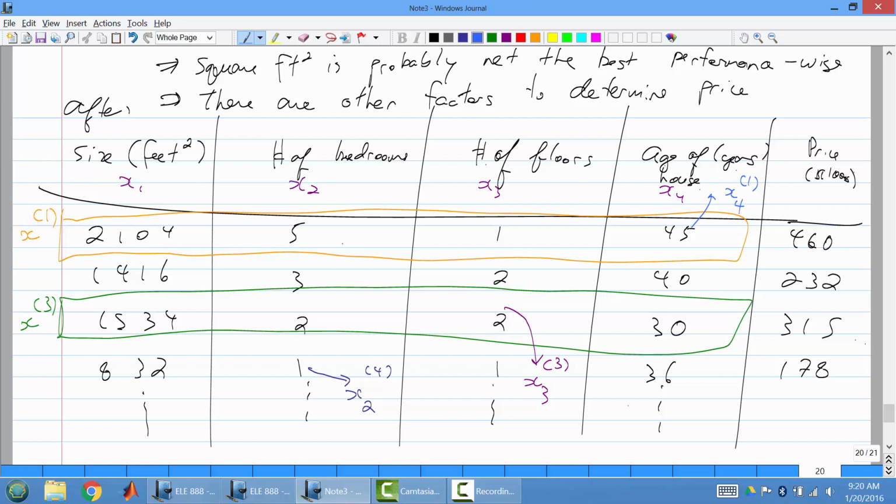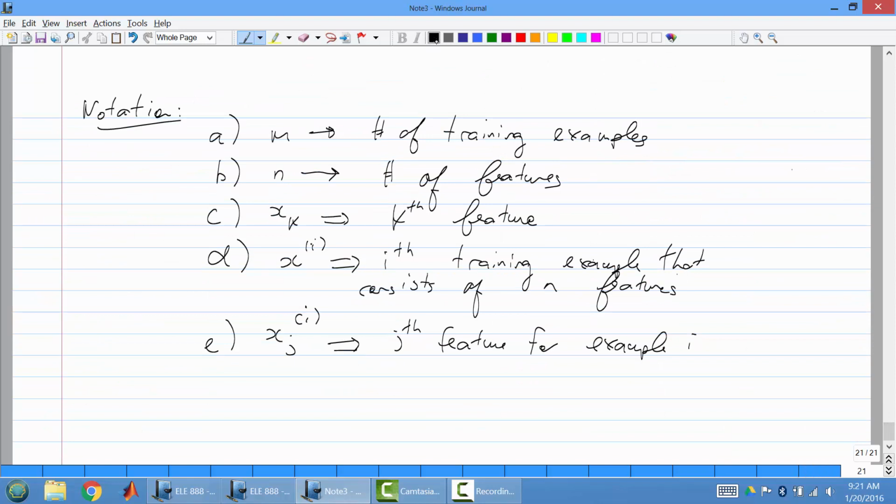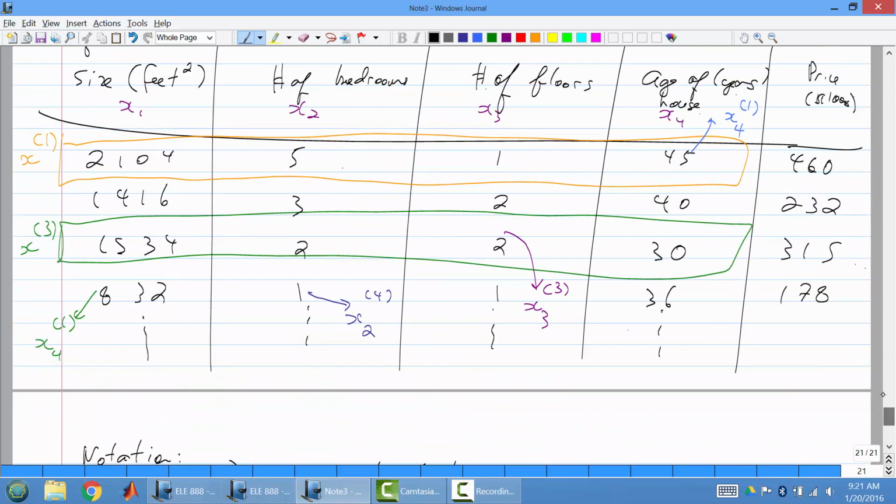So the subscript tells you what feature you're looking at, and the superscript tells you what example you're looking at. So x sub j superscript i is the jth feature for the ith training example. Finally, just to be sure, this would be x1 superscript 4. Subscript is feature, superscript is example. And then finally, y superscript i is the expected output for each x superscript i. I forgot to do that, and this is over here. This is y.